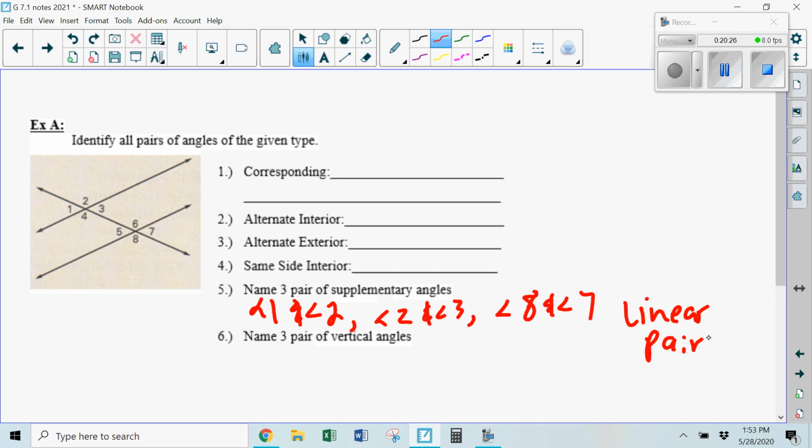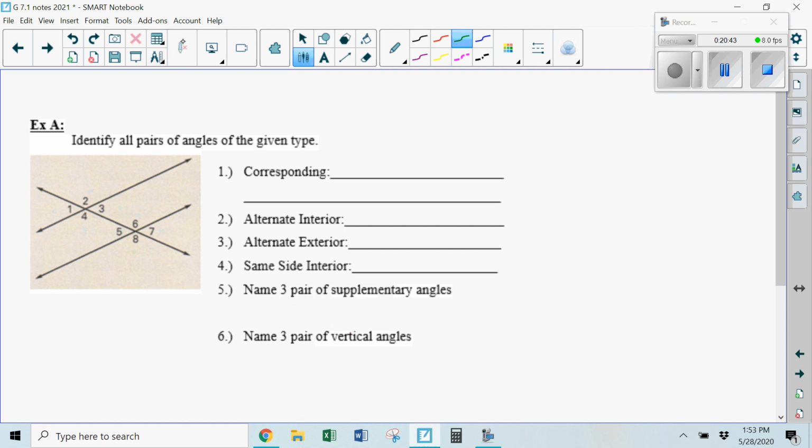Number 6, name 3 pairs of vertical angles. That's a review, not new information. Vertical would be 1 and 3, 2 and 4, 5 and 7, 6 and 8. So there are 4 pairs there. That will definitely be on a quiz or test.